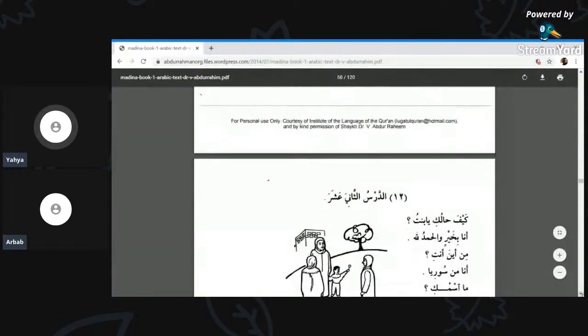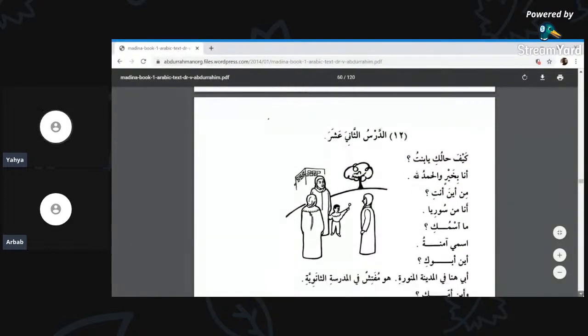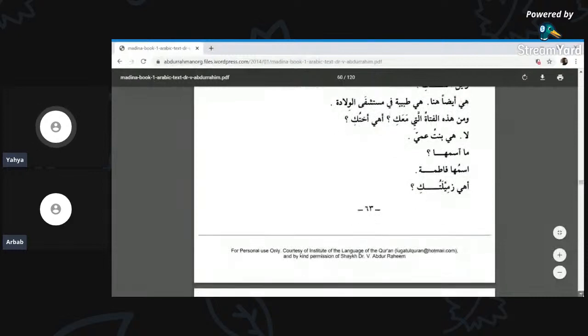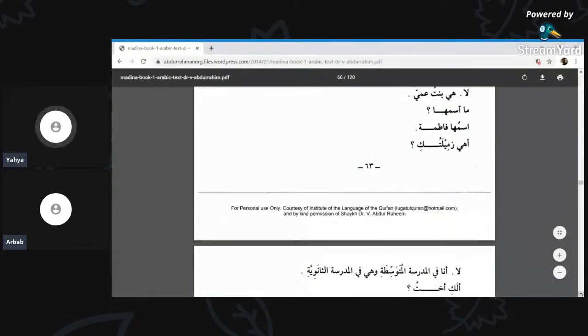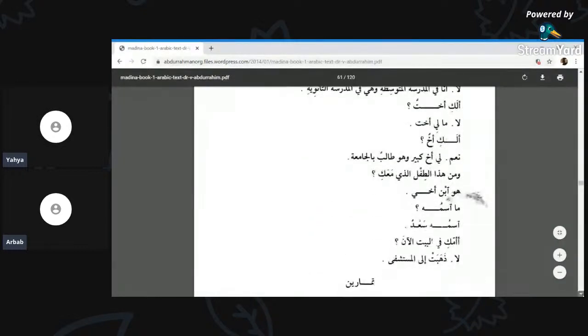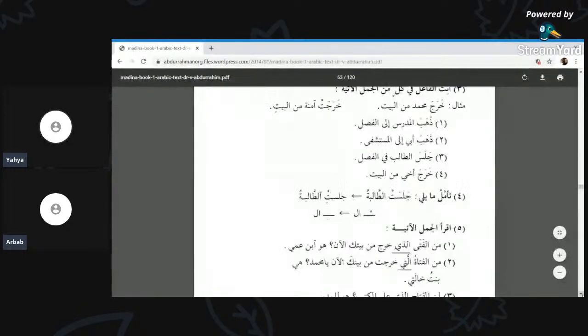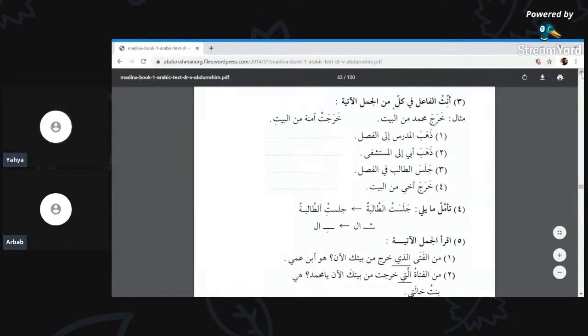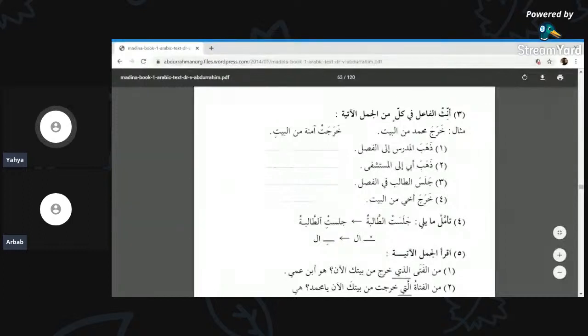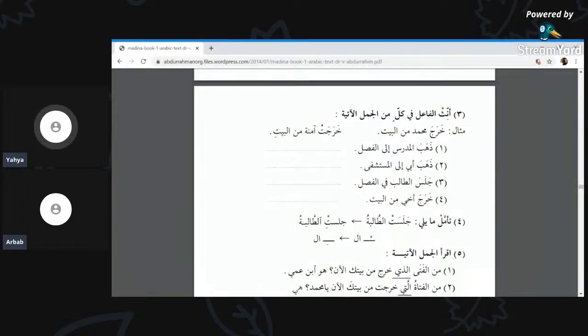Okay, الدرس الثاني عشر. Right, let's just scroll through. So now it looks like they're introducing feminine pronouns. All right, so let's have a quick look at this. At the top of the page you can see خرج محمد من البيت. So Muhammad went out or exited from the house. And if you want to make it feminine, we say خرجت. So we add the ta and the sukoon on the end of the verb. خرج here is the verb. خرجت آمنة من البيت.